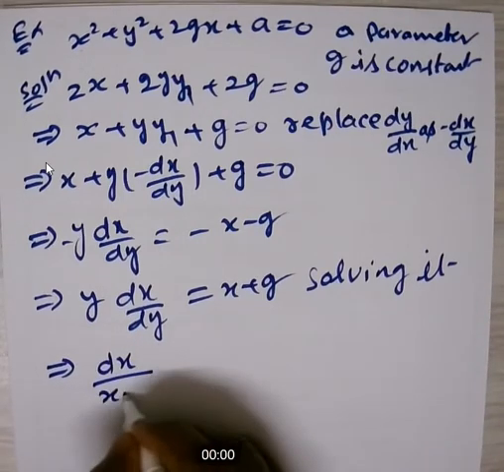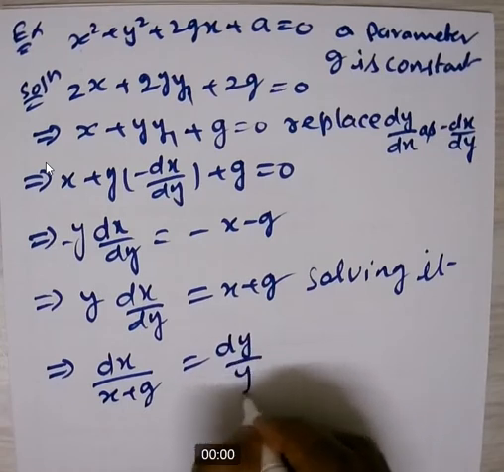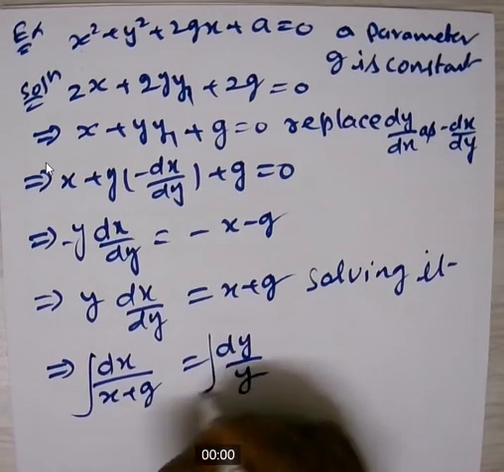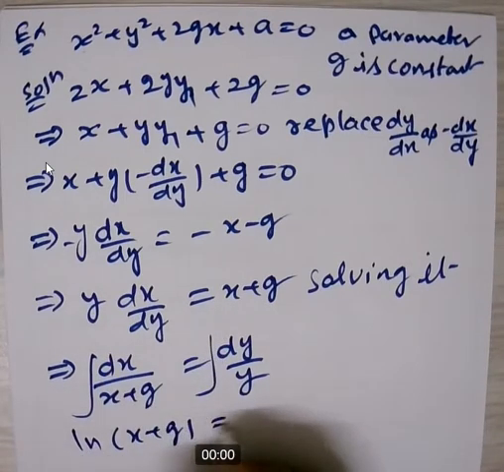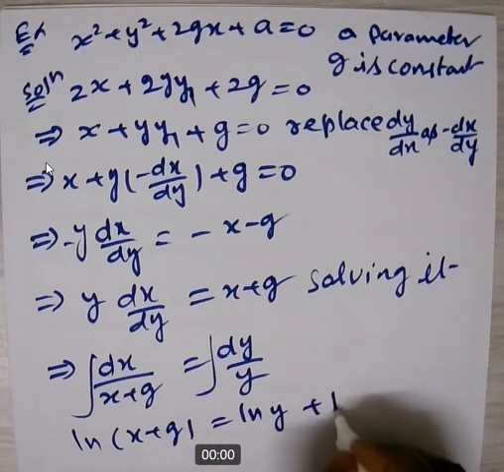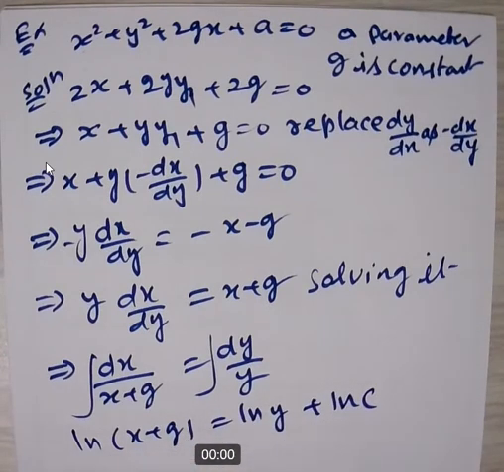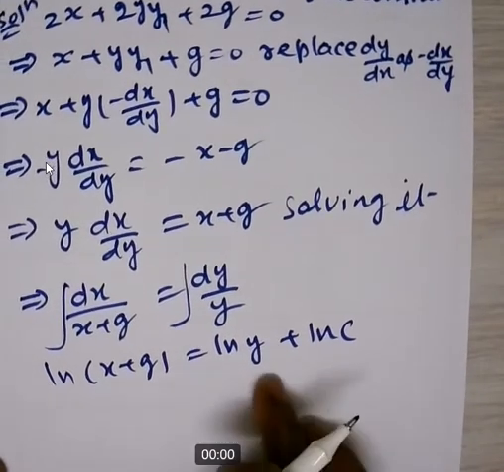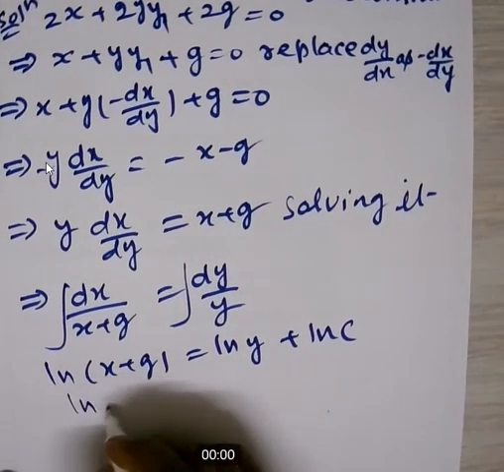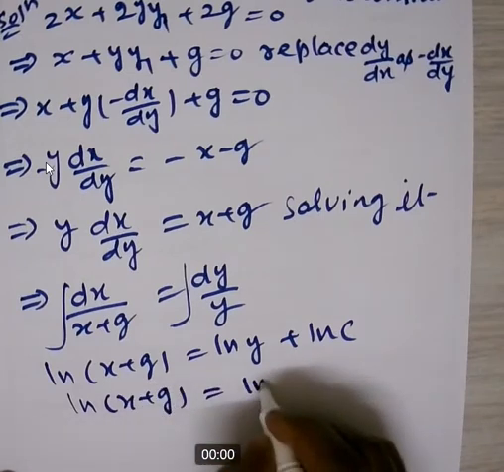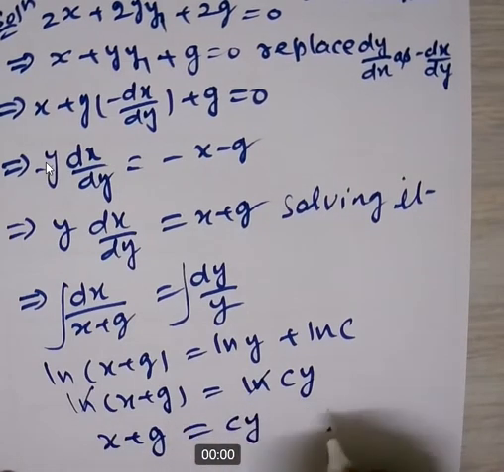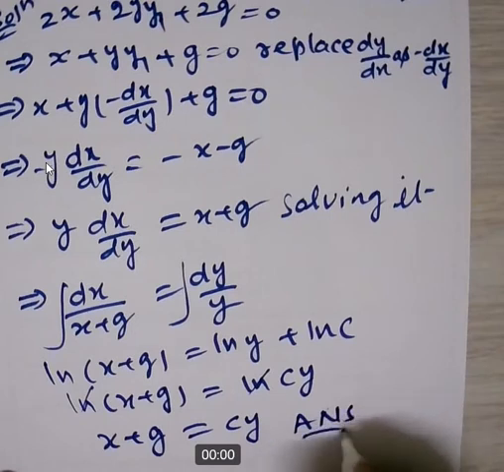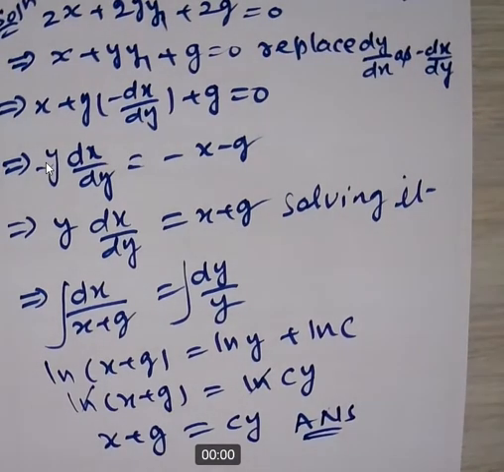It becomes dx divided by x plus g equal to dy divided by y, and integrate it. So the integration of dx divided by x plus g is ln of x plus g equal to ln of y plus ln of c. You can write it here or here also, because everywhere is ln, so it is better to write ln on all sides. So when you simplify, it becomes ln of x plus g equal to ln of cy. Ln cancels. So x plus g equal to cy. This is the answer to that question, the orthogonal trajectory of the given function.